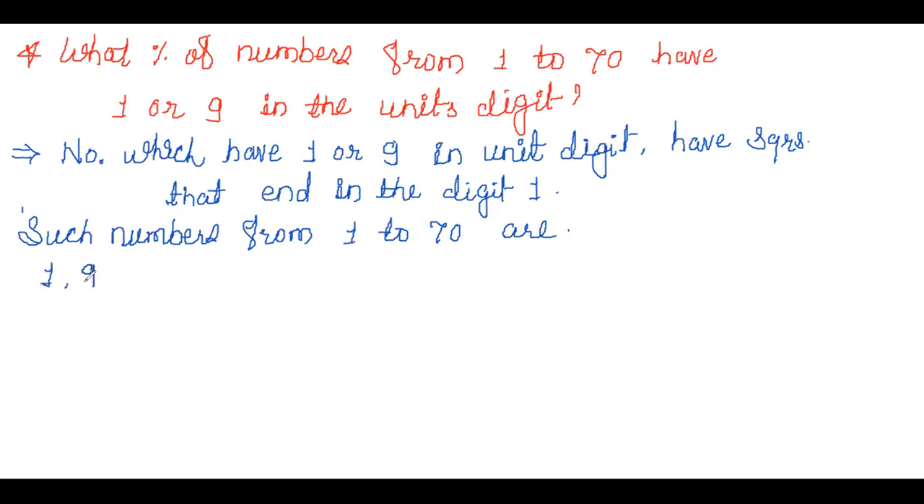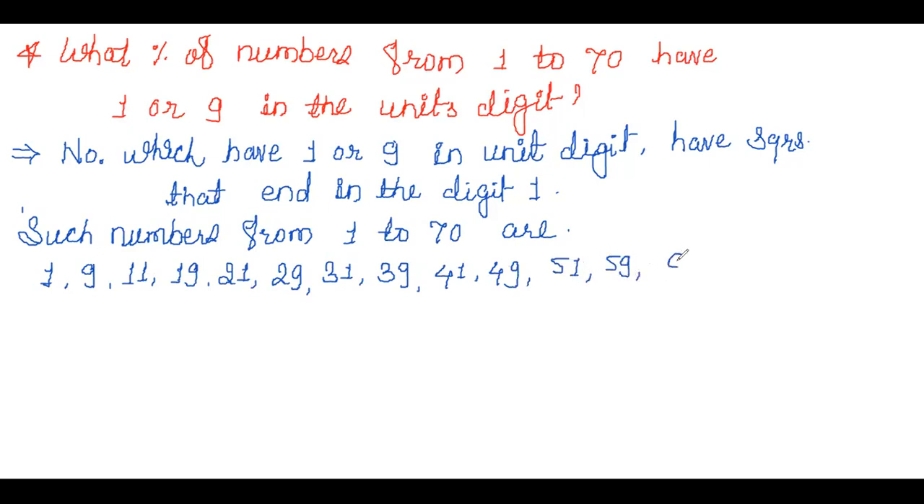So I will write here 1, 9, 11, 19, 21, 29, 31, 39, 41, 49, 51, 59, 61, 69. Okay, total numbers? 14. So the number of terms which contain 1 or 9 in units digits are 14.